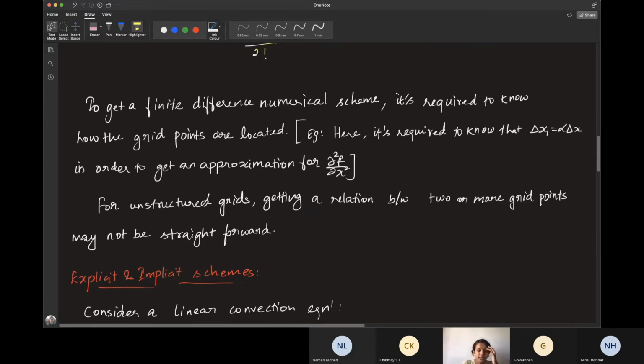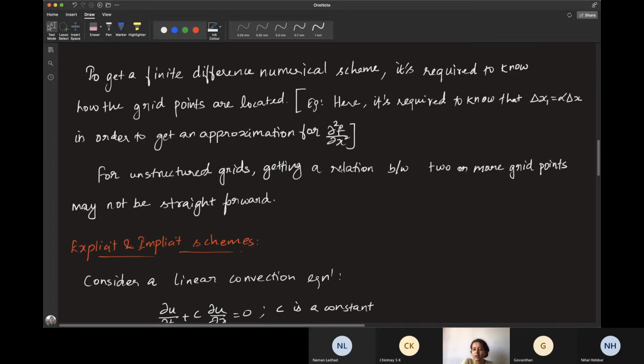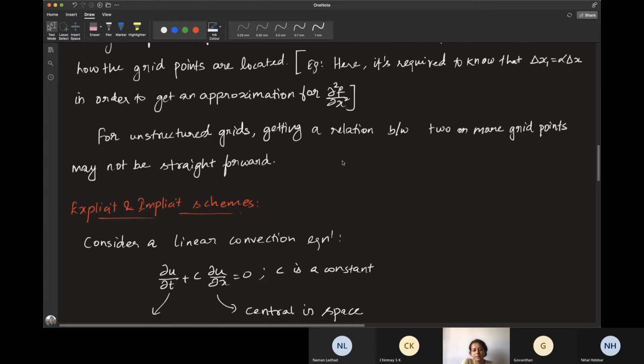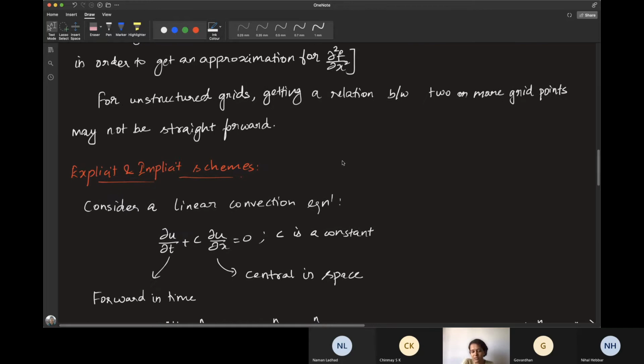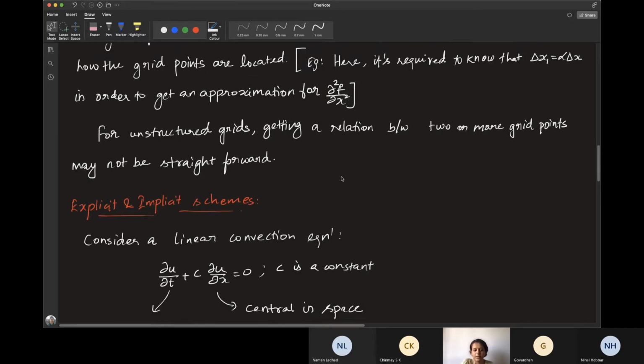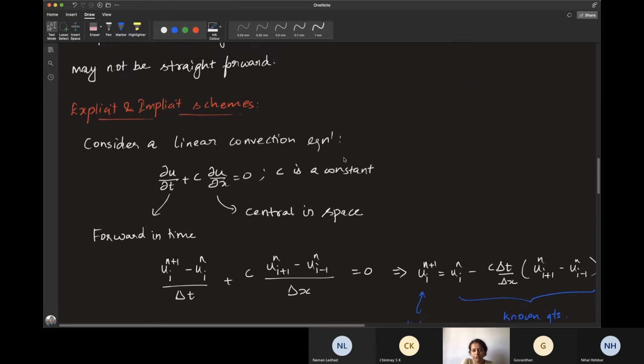So for unstructured grids, getting a relation is the most important thing. If you are able to get a relation between any 2 points in the grid, then you can go about finding the expressions for differential operators. But the problem is getting the relation. So for complicated grids, it may not always be possible for you to obtain a relation. But for some structured grids, you can always find a relation, because they have some structure. So this is for non-uniform grids.